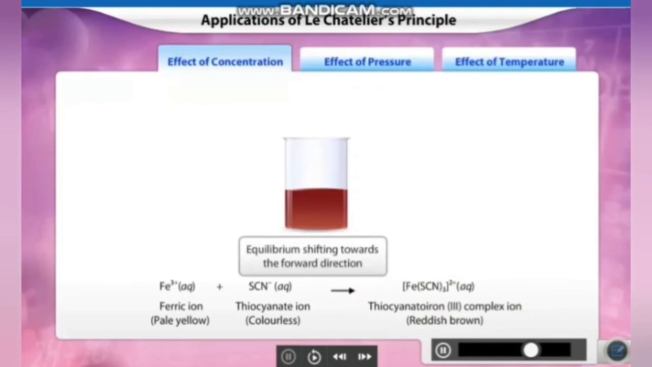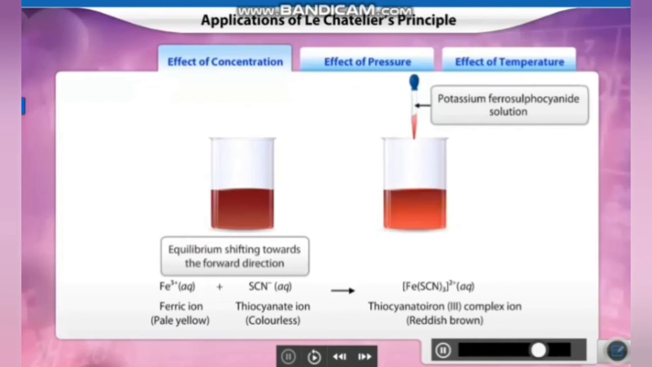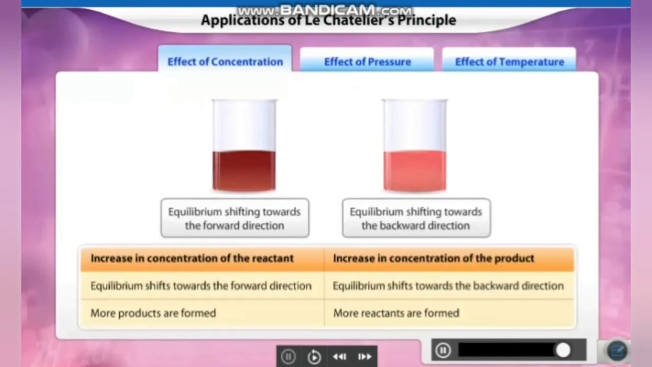On the other hand, if the complex of thiocyanate 3 ion is increased by adding potassium ferrothiosulfato ions, then equilibrium will shift in backward direction by giving more ferric and thiocyanato ions. This is evident by the fading of the color of the reaction mixture, where the equilibrium will shift in the opposite direction. So, we understood that equilibrium shifts towards the forward direction and also towards the backward direction. So, whenever there is an increase in the concentration of the reactant or the concentration of the product, the equilibrium will shift in the direction according to the concentration of the reactant and the product.